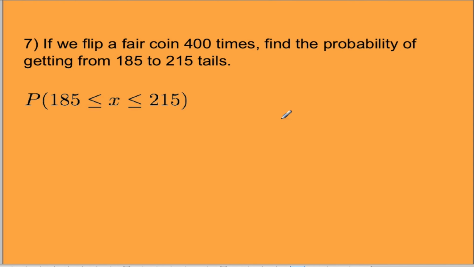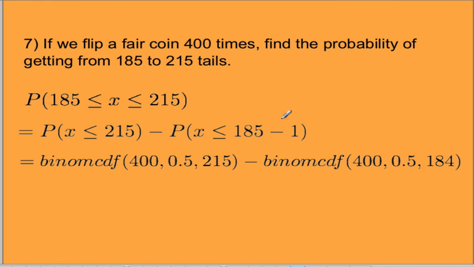Looking at our example again, I want to know the probability of getting from 185 to 215 tails. This will be probability that x is less than or equal to 215 minus probability that x is less than or equal to 184. And we use binomial CDF in both of them and find the difference. And the answer will be, I'll leave it up to you guys to compute.